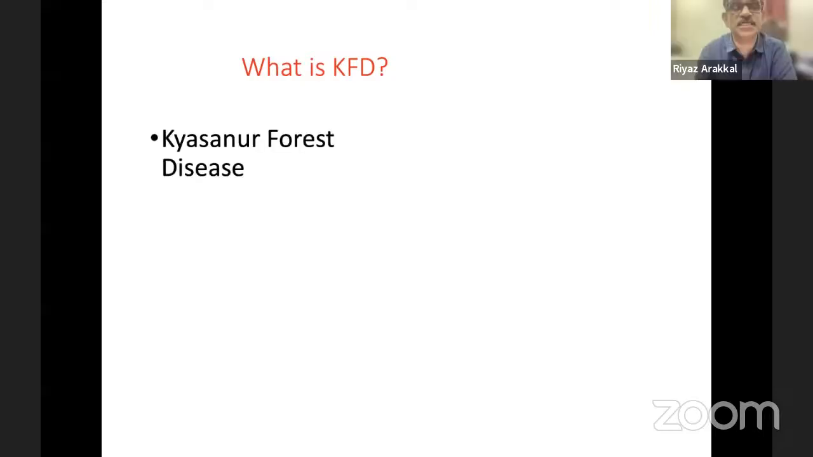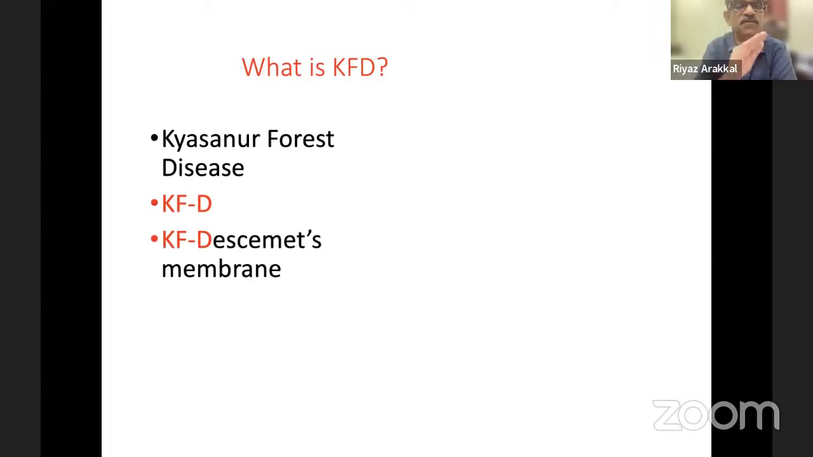Suppose you put a hyphen after KF and then D. What is it? It's actually a tip for the KF ring, to say that the KF ring is in the Descemet's membrane. KF-D means the KF ring is in the Descemet's membrane of the cornea. So one is KFD, Kyasanur Forest disease. The one with the hyphen means the KF ring is in the Descemet's membrane.